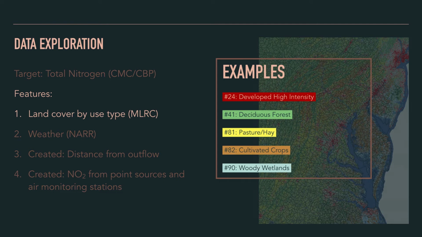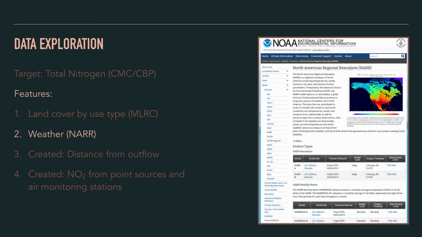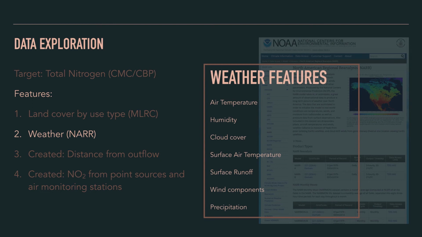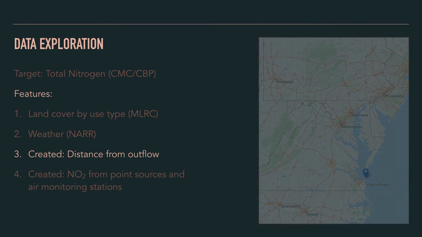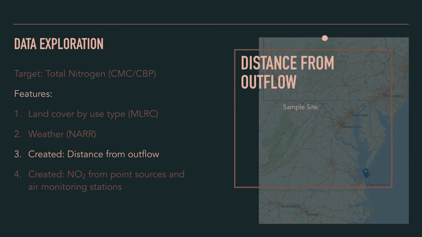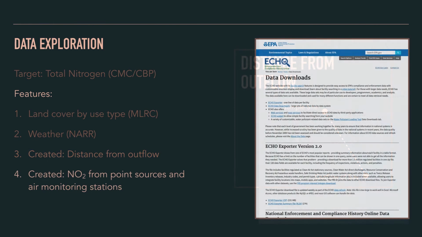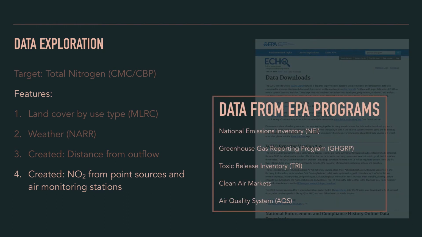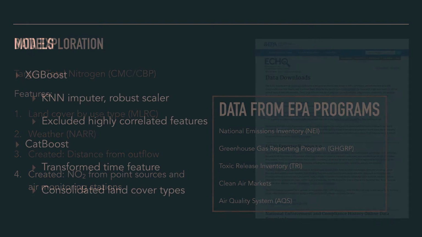We also obtained NARR weather data for the features listed on the right, and extracted this data for dates and locations relevant to each water pollutant observation. We created a feature measuring the distance from each sampling site to the outflow of the bay, marked on the map here. Another feature we created represents all NO2 pollutants from correlated point source locations and air monitoring stations in the airshed by year for each HUC-12 segment.